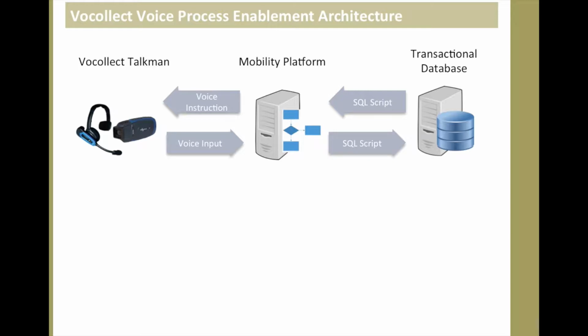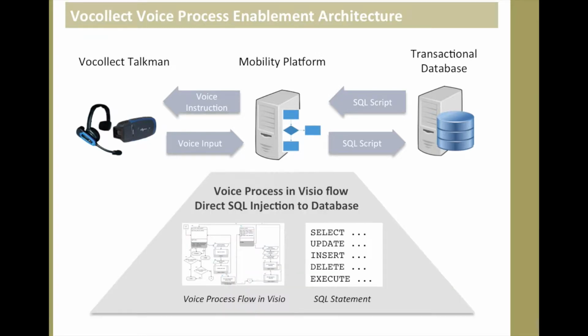Mobility Platform then processes the input based on predefined logic in Visio diagram. In most cases it involves issuing SQL script to your business system's database to update or establish transaction. The process flow engine inside Mobility Platform executes business logic as defined in Visio flow diagram, and injects SQL command to database to achieve real-time bidirectional communication between your existing system and talkman.